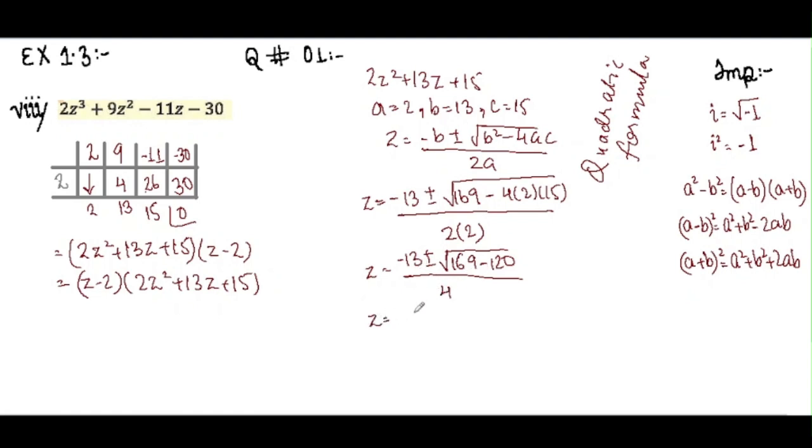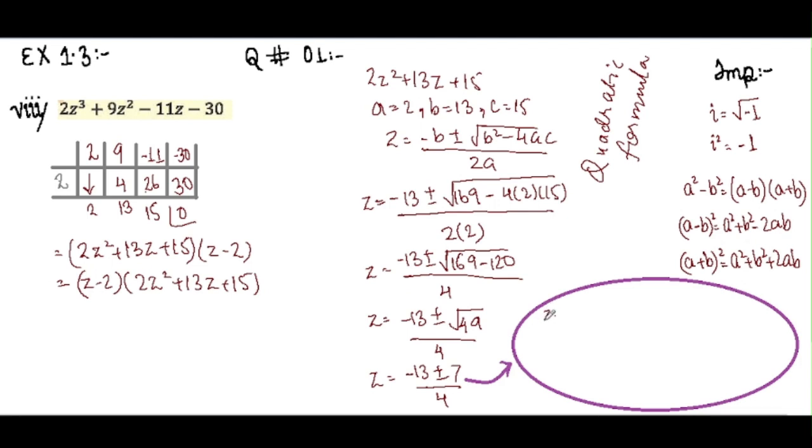Z equals minus 13 plus minus square root of 9. 6 minus 2 we get 4, and 1 minus 1 is 0, whole divided by 4. So z equals minus 13 plus minus square root of 49, we get 7, whole divided by 4. Okay, now the first value we get: z equals minus 13 plus 7 whole divided by 4, equals minus 13 plus 7, we get minus 6 by 4, equals minus 3 by 2.